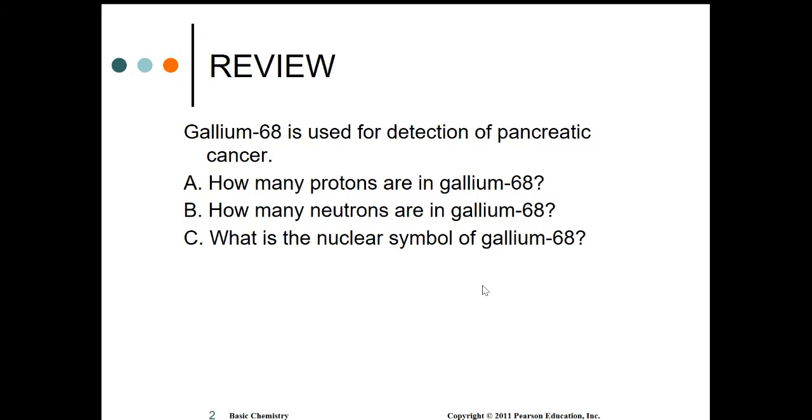Now what is the nuclear symbol of gallium-68? I'm just going to say it. It's capital G, lowercase a, and the number on top would be 68. The number at the bottom would be 31. So just reviewing what you've learned, because you'll be applying that in the next lesson.